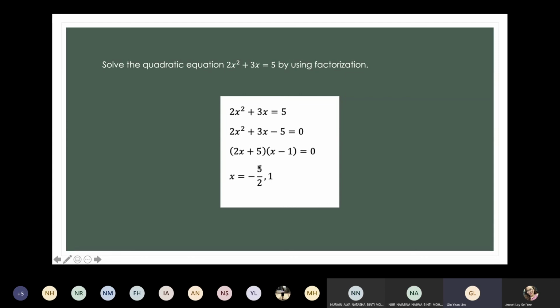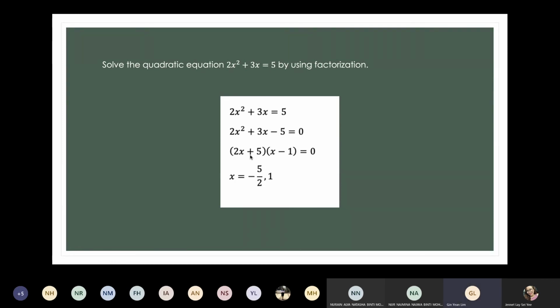Now, one of the ways you can solve it is by pressing the calculator. After you press the calculator, you'll get x equals negative 5 over 2 and x equals 1. From here, you can form back the two brackets. So first, your x equals negative 5 over 2. You move your 2 to the left-hand side, it will be 2x. And your negative 5, when you move to the left-hand side, will be plus 5. So you get 2x plus 5.